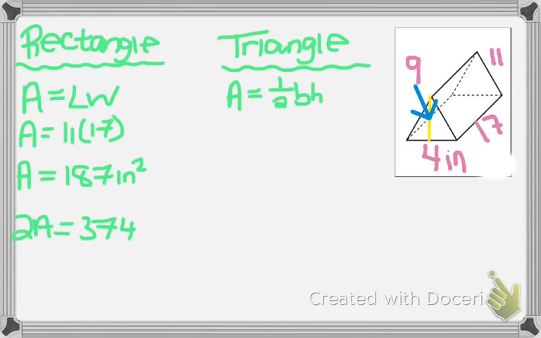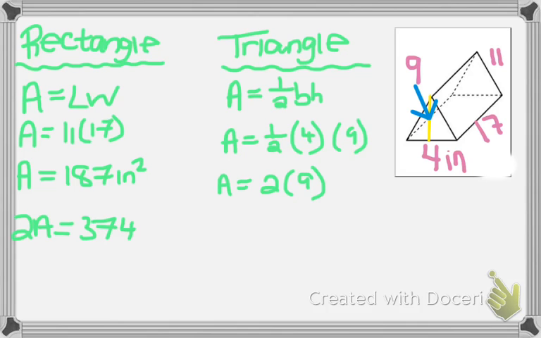Next is the triangle. Area is equal to half base times height. Area equals 1/2 times 4 times 9. Area equals 2 times 9. So area equals 18 inches squared. Now we have to multiply that by 2 because there's 2 bases. So 18 times 2 is 36 inches squared.